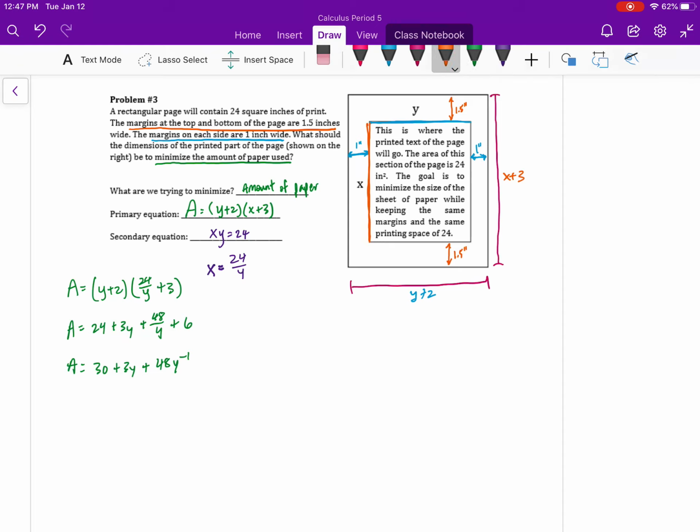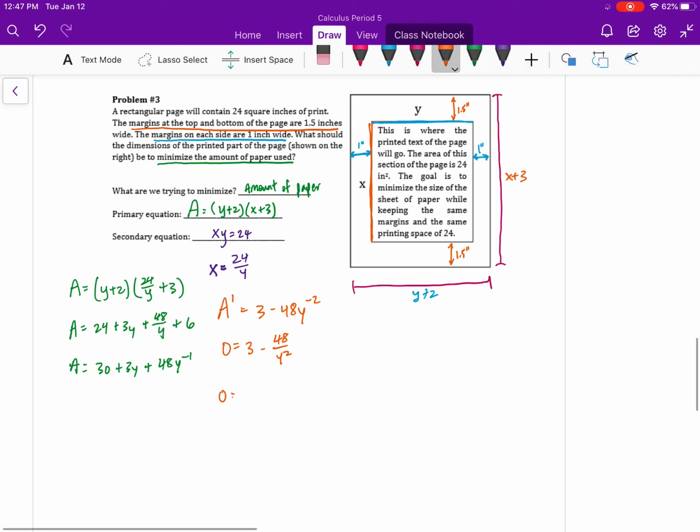So next we want to do the derivative of this. So the rate that area is changing with respect to y is equal to 3 minus 48y to the negative second. And we want to find the critical numbers. So we want to know when this is equal to 0 or undefined. So 3 minus, I'm going to turn it back into 48 over y squared. And I don't love that y squared in the denominator, so I'm going to go ahead and multiply both sides of the equation by y squared. 3y squared minus 48.